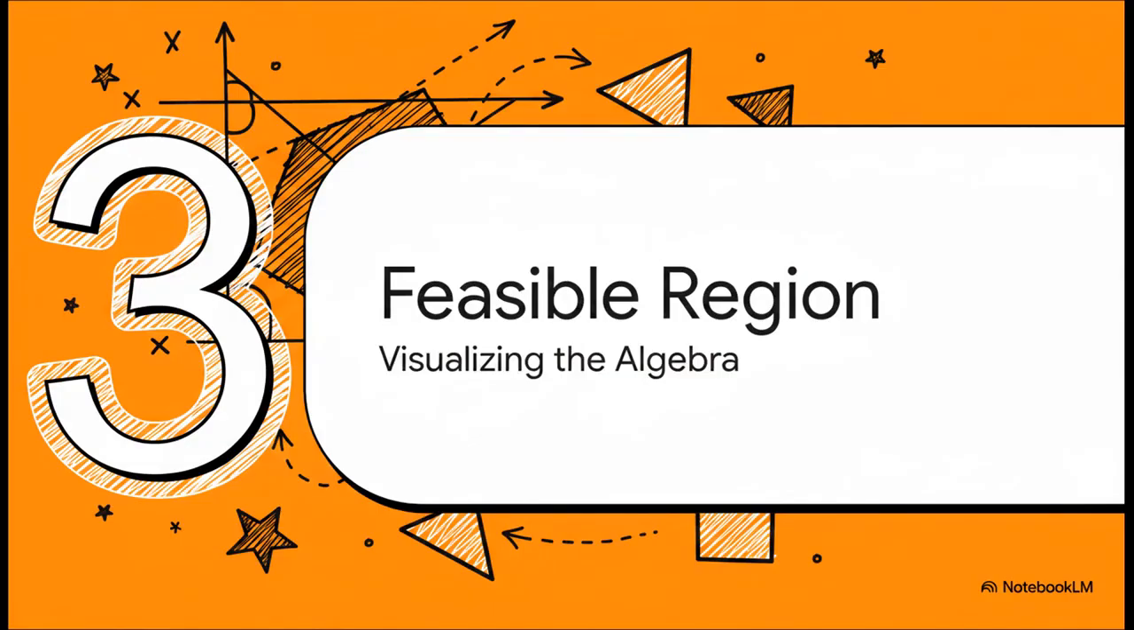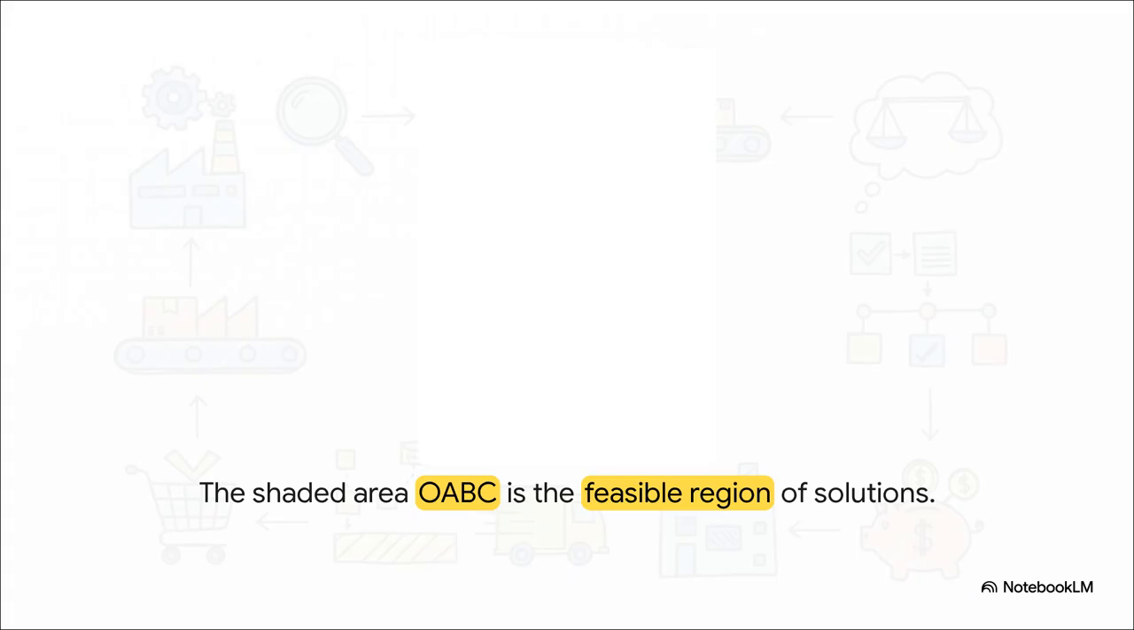Section 3. Finding the feasible region. Visualizing the algebra. Now, staring at lines of equations can get pretty abstract, so let's shift over to geometry. When we graph these constraints, every line acts as a strict boundary. The budget, the space, the no negative furniture rule, and that shaded area right there in the middle, labeled OABC, that's called the feasible region. It is basically a visual map representing every single legal business choice our dealer could possibly make.